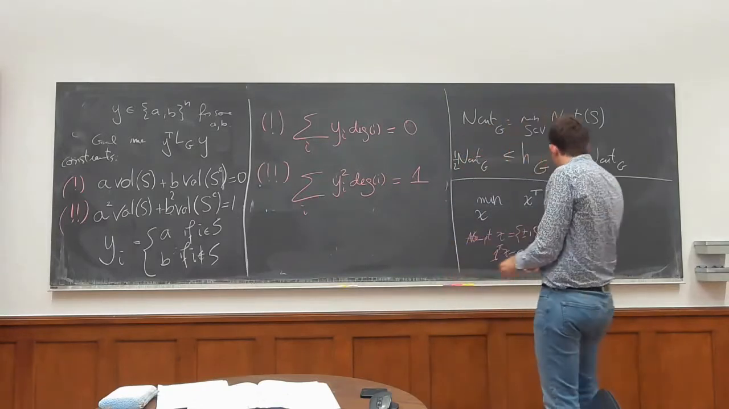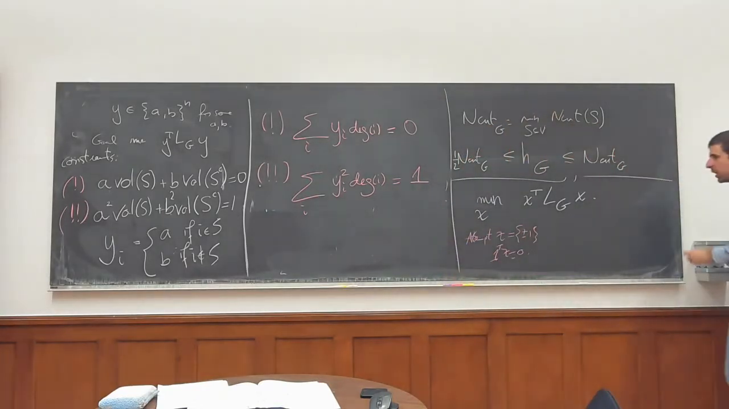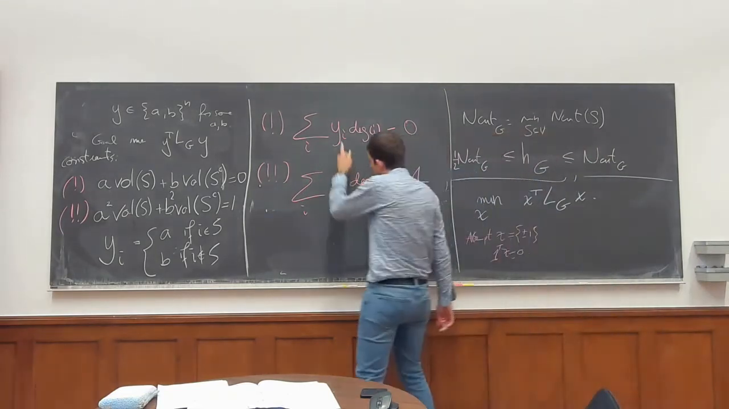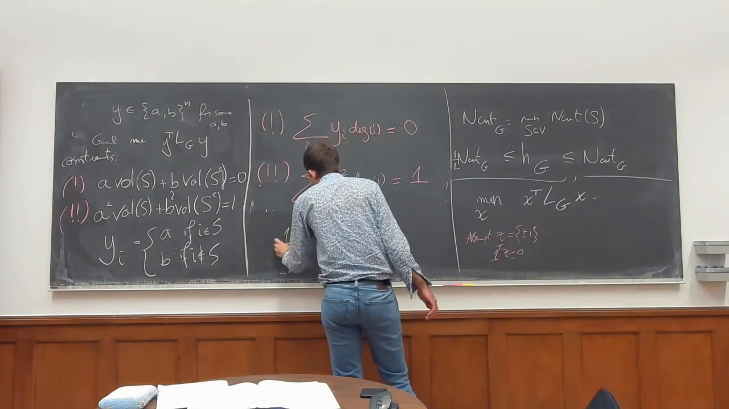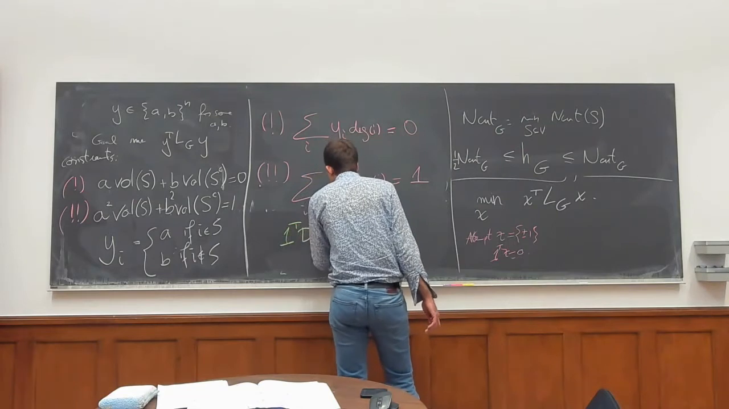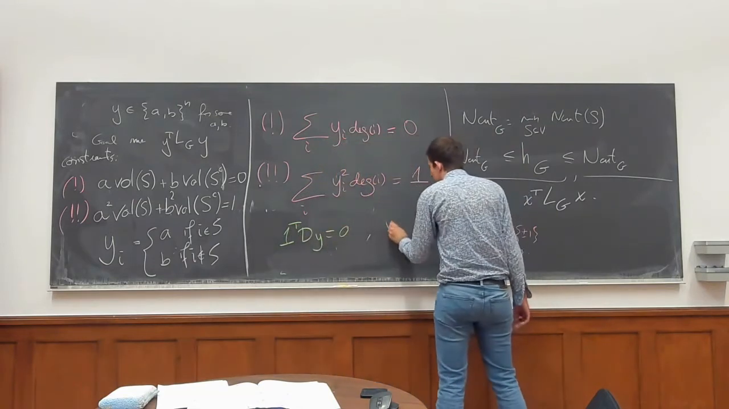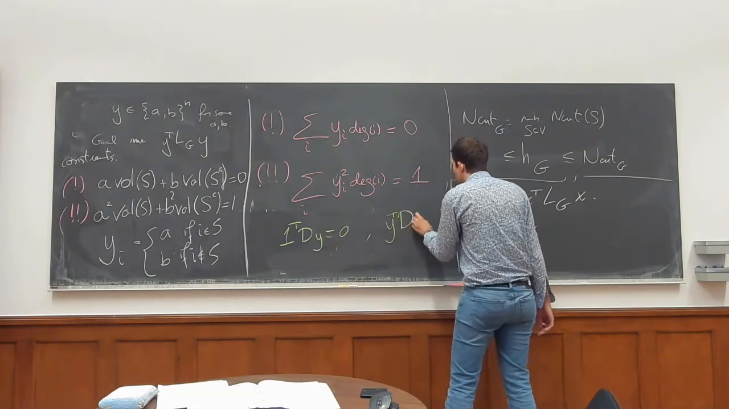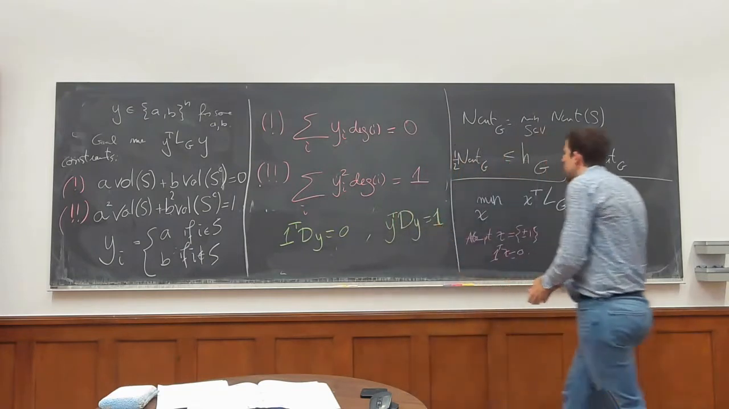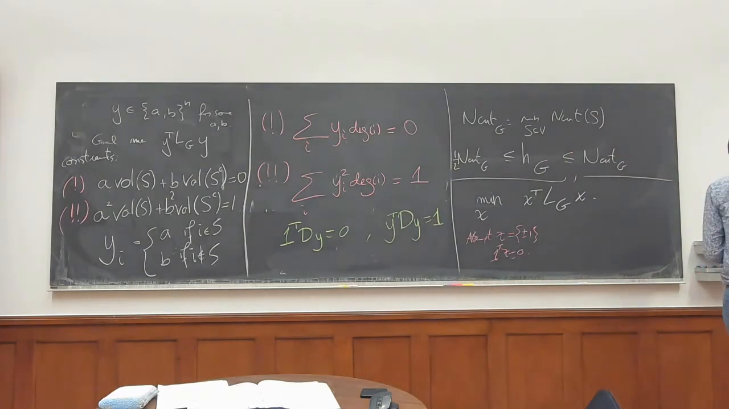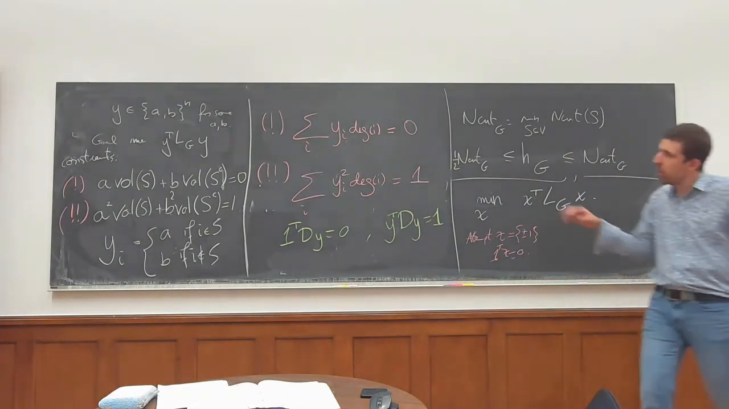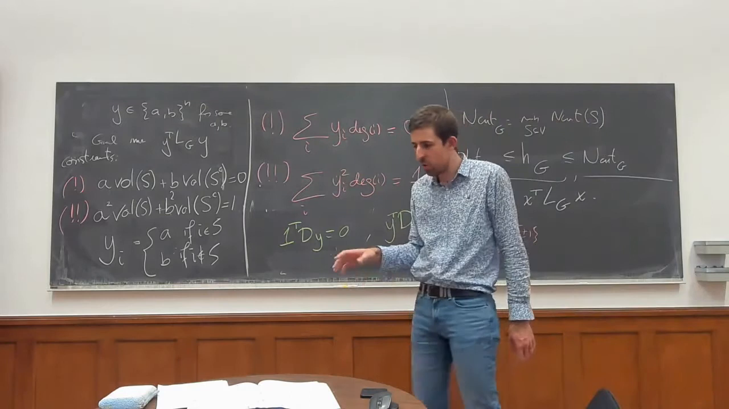A more spectral way of writing these constraints is just saying that the first is the same thing as saying 1 transpose Dy equals 0. And the second one is just saying that y transpose Dy equals 1. Right? These will be my constraints. Okay, so now we're going to try to explore what happens when we minimize subject to these constraints.